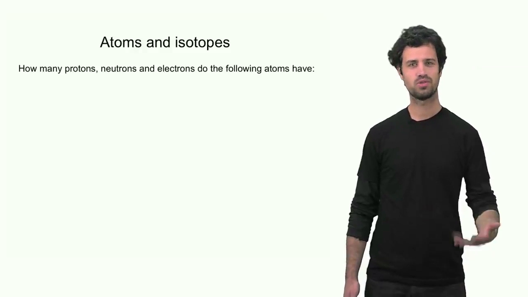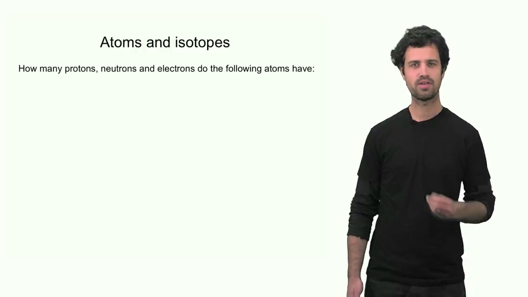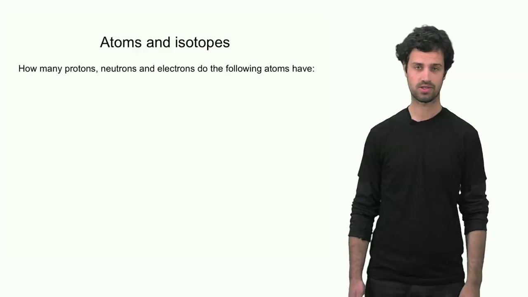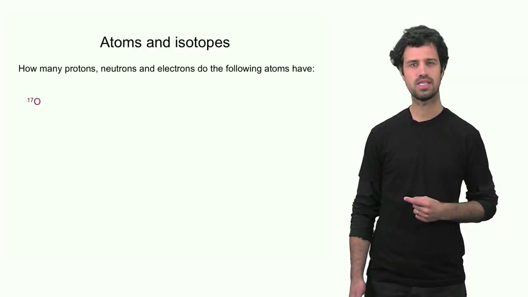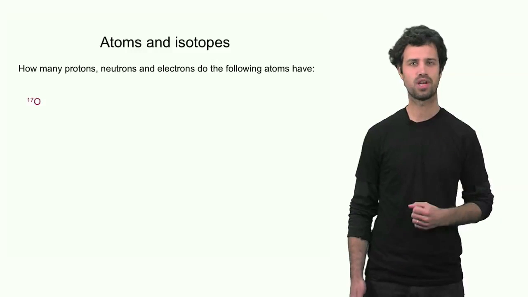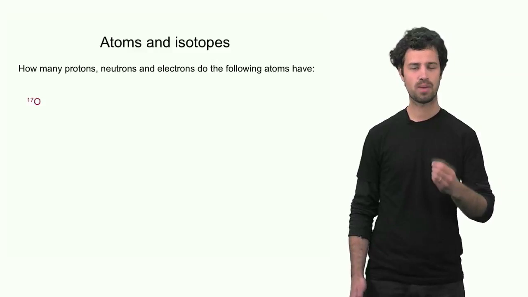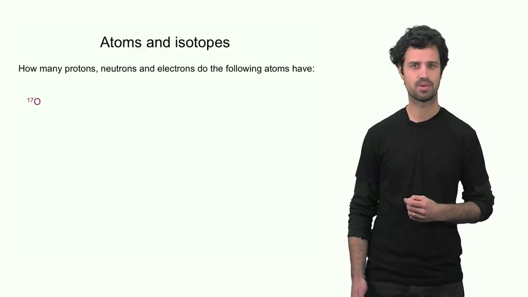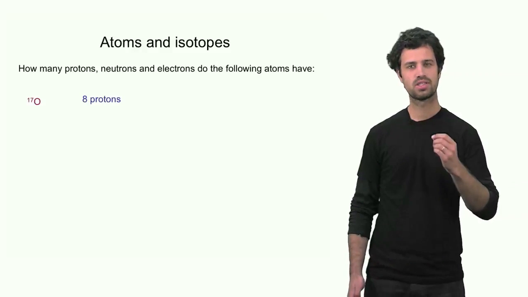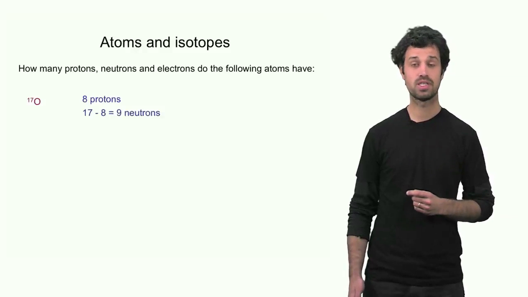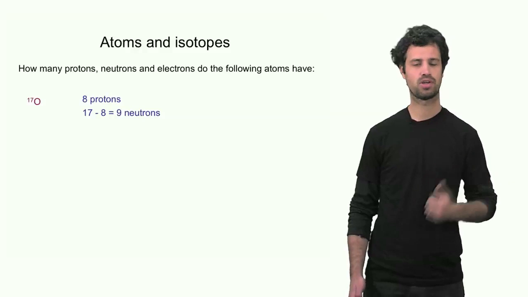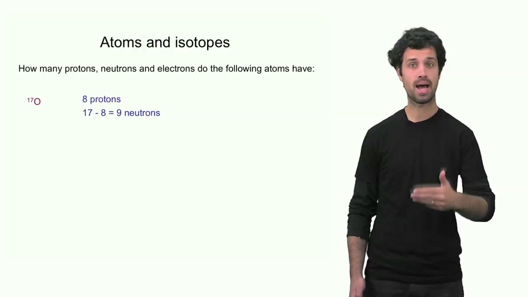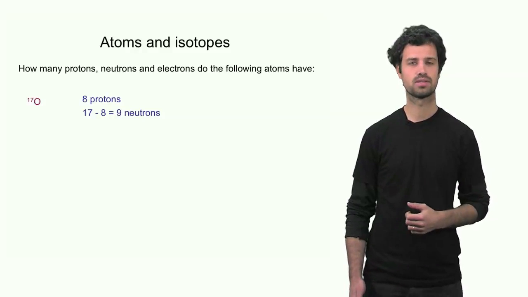Atoms have protons, neutrons, and electrons. And we can infer the number of the protons, electrons, and neutrons from the following notation. Oxygen 17 has 8 protons because oxygen has atomic number 8 in the periodic table. It has 17 minus 8, which is 9 neutrons, because the superscript indicates the sum of the protons and the neutrons. So 17 minus 8 is 9 neutrons.